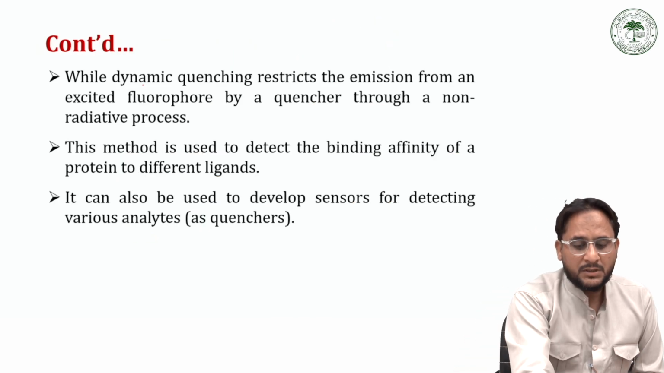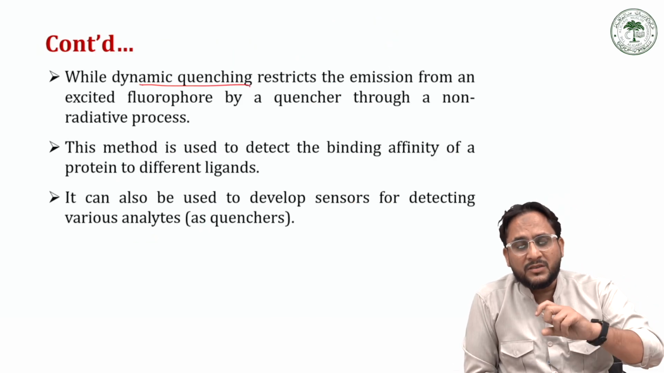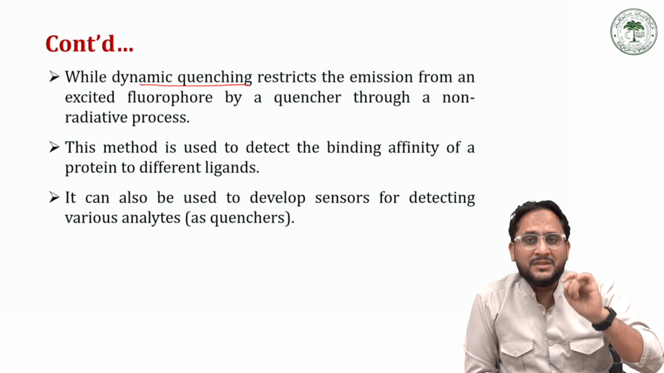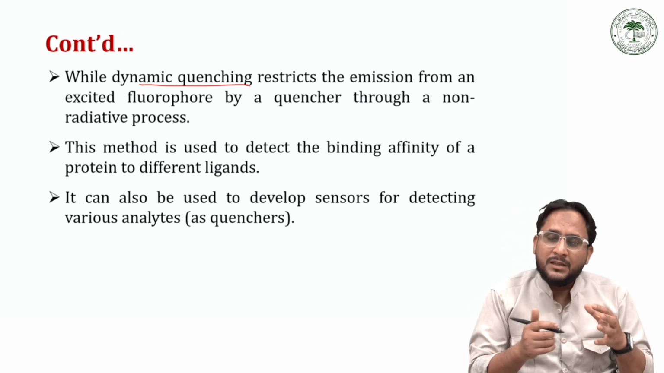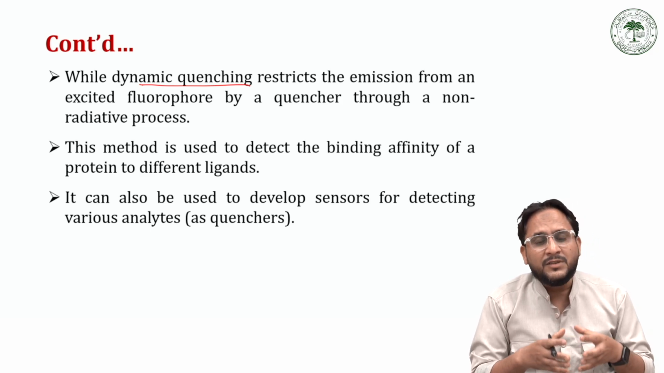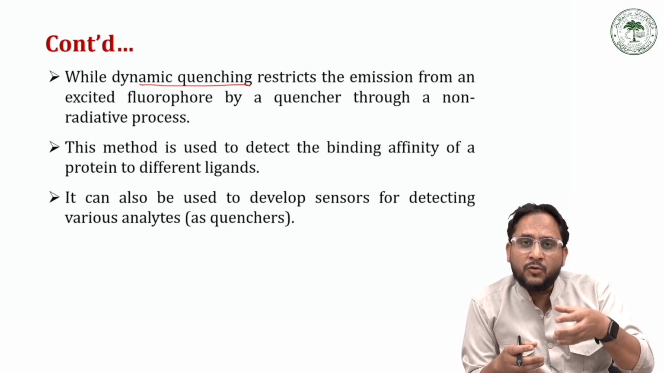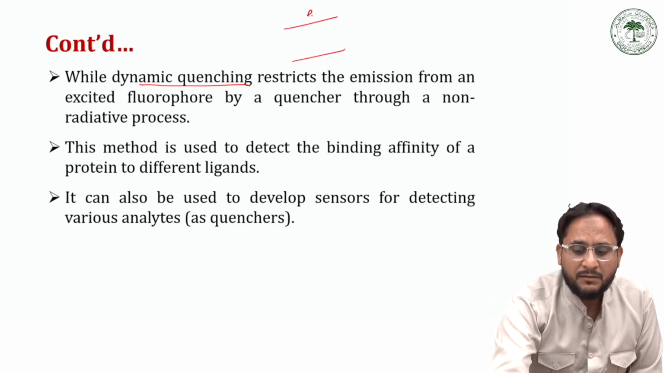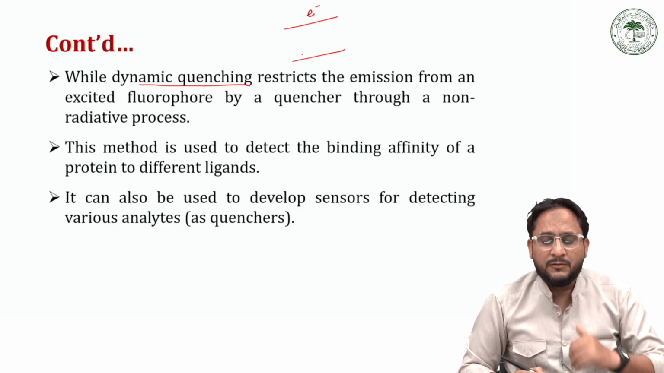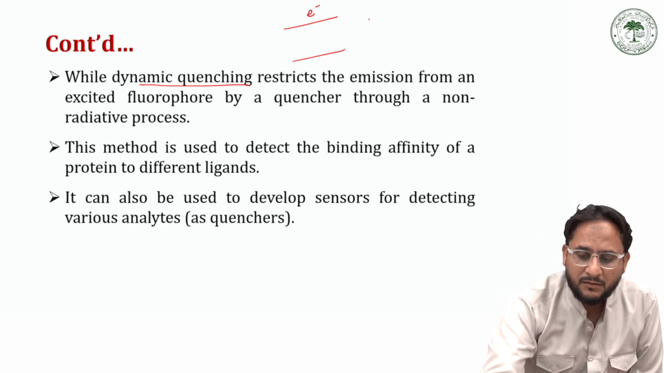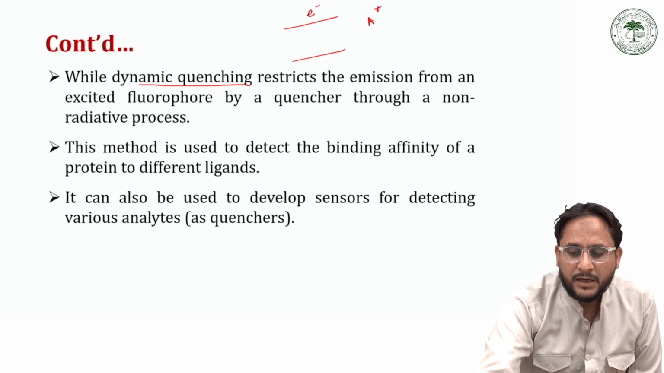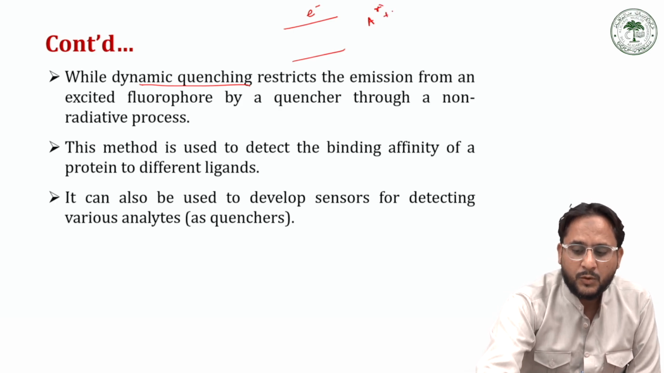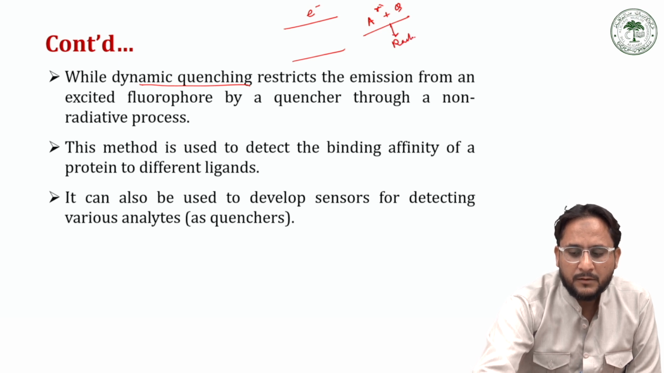While in the case of dynamic quenching, the quencher reacts or restricts the light which is being emitted. Means in the case of dynamic quenching, the analyte or the fluorophore absorbs light radiation, causing excitation of these electrons from ground level to excited level. When the electrons reach the excited state and our analyte becomes an excited analyte represented by A star, at this point only the quencher comes and forms a complex, so that there will be no radiative deactivation, meaning no light is emitted.